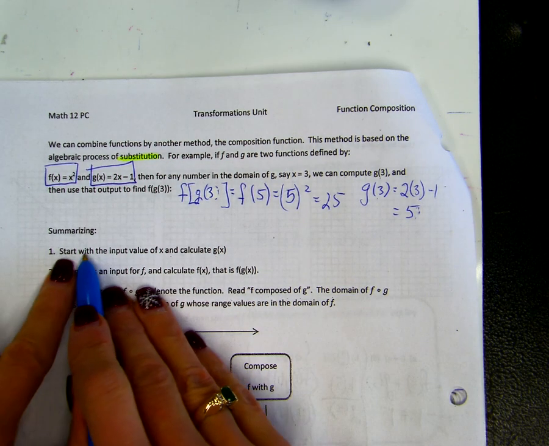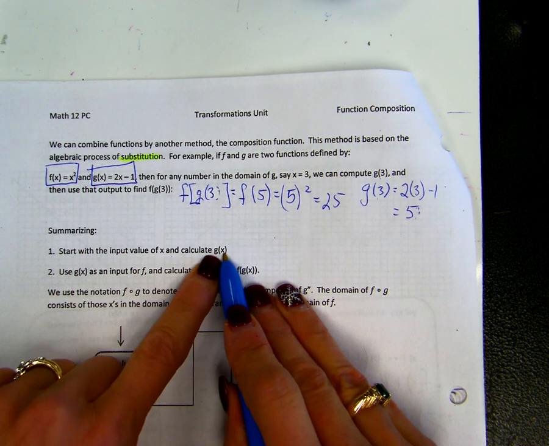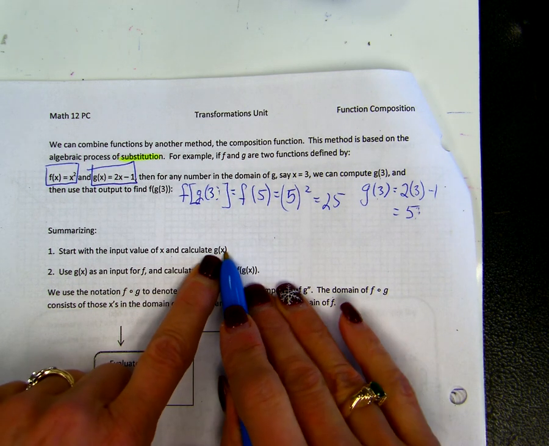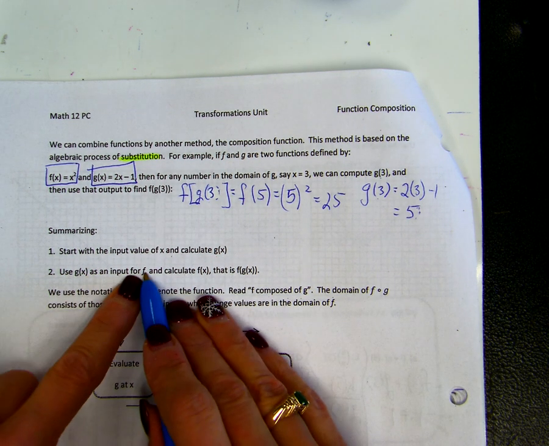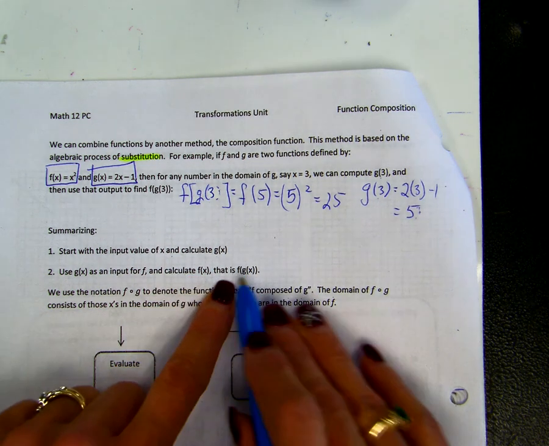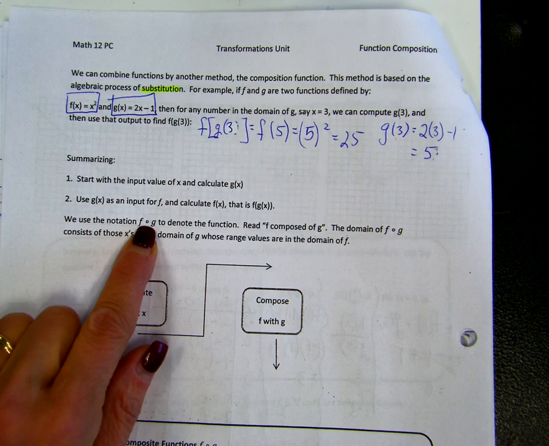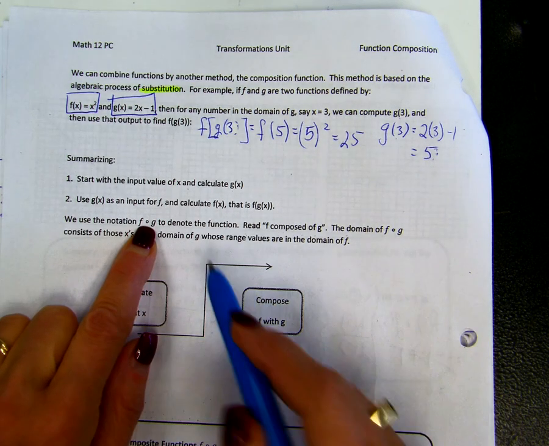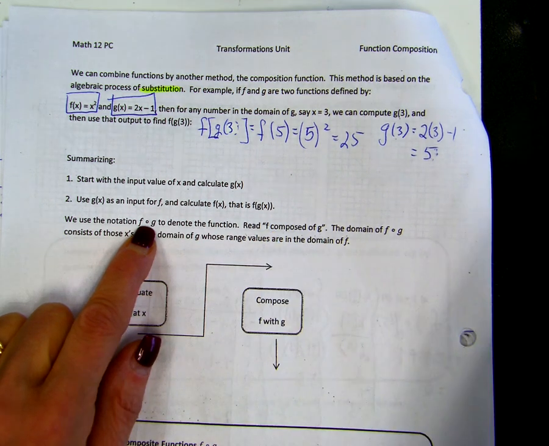So to summarize, you start with the input value of x and calculate g at x. You get your answer to that. You use the answer to that as your input for f, and then you calculate f on this input. That is called f composed of g at x. We use this notation that is an open circle, f composed of g, to denote the function. It's read f composed of g.